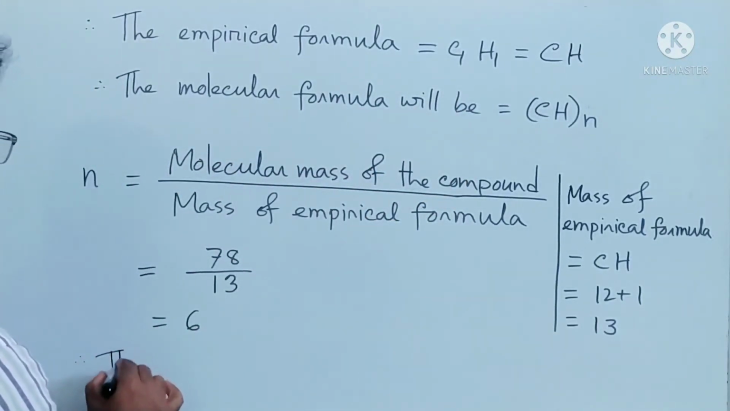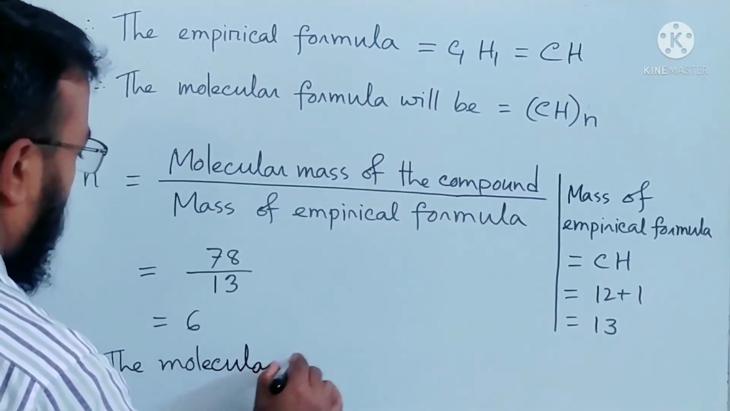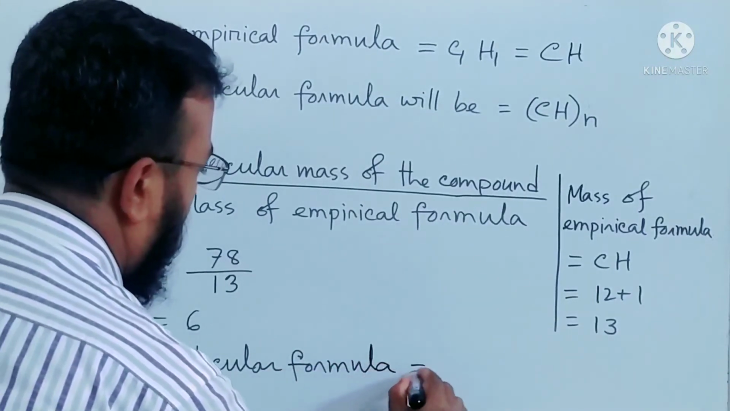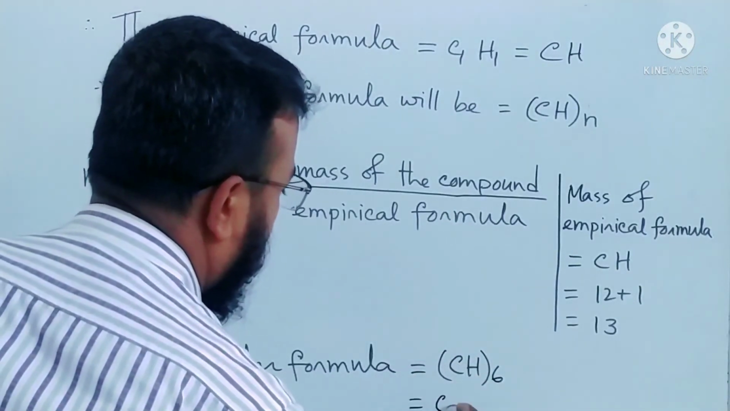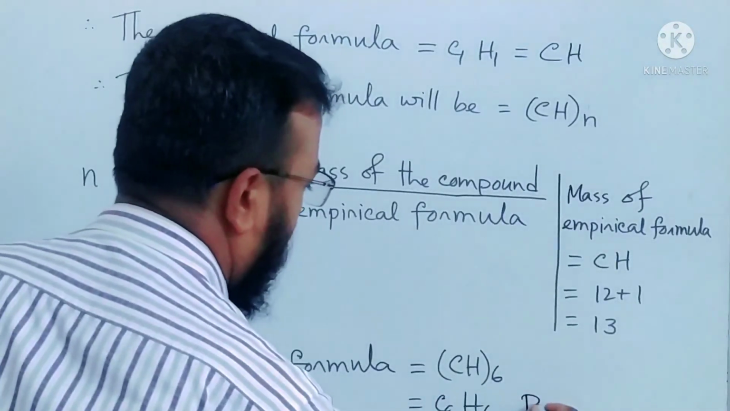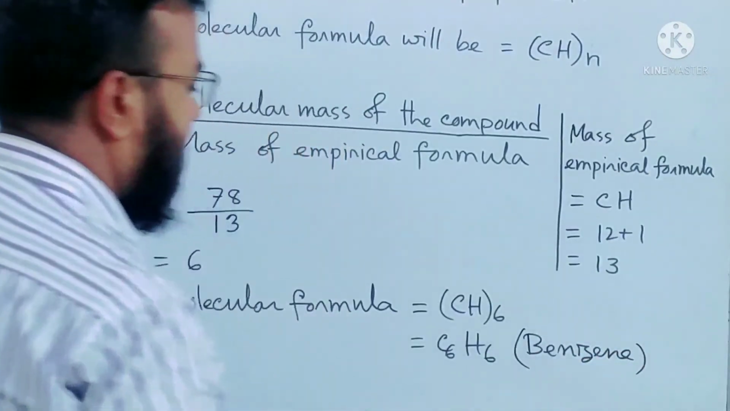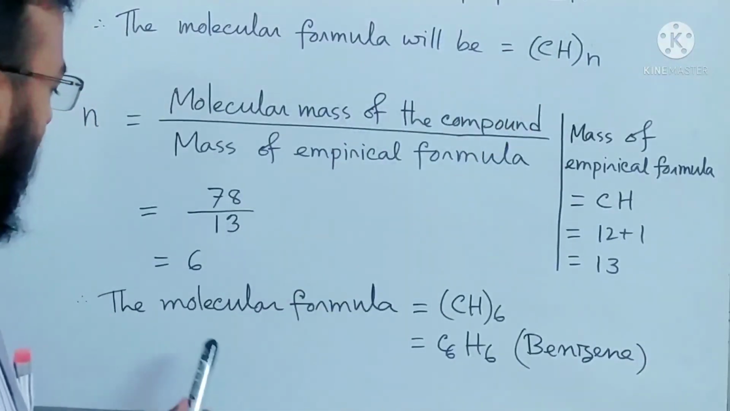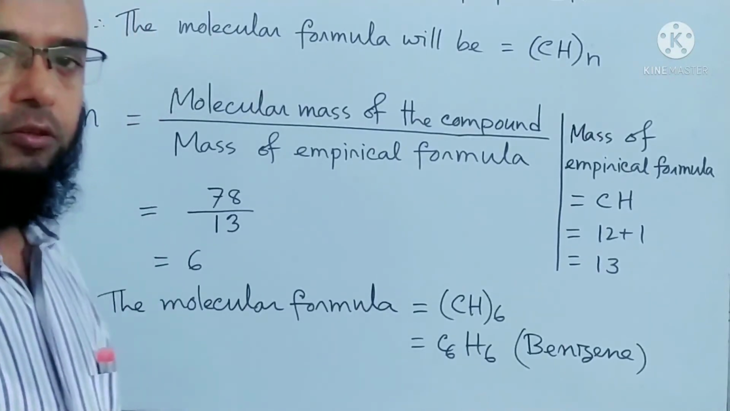Therefore the molecular formula equals (CH)6, that means it is C6H6. So we have got the compound and the name of the compound is benzene. So we have seen that the empirical formula of benzene is CH and the molecular formula of benzene is C6H6. Okay.